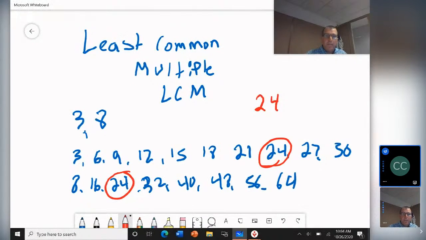And when I'm doing the multiples, remember all we're doing is we're just adding the number to itself. So 3 plus 3 plus 3, you just keep adding 3. In this case, you just keep adding 8. Okay, so let's do one more.